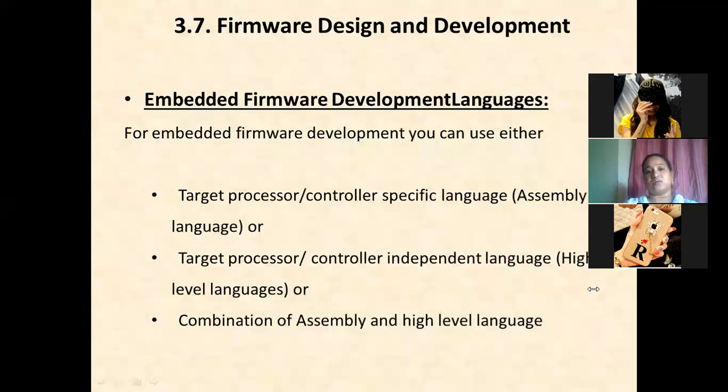Assembly level language is also called processor dependent language. High level language is also called processor independent language. Remember, assembly level language is a processor dependent language, and it is also a low level language. Whereas embedded C and embedded C++ are high level languages, and they are processor independent languages.